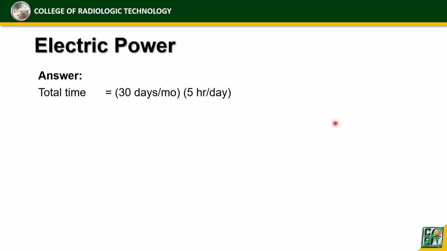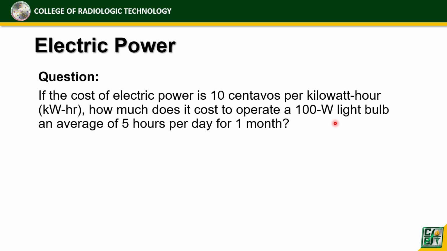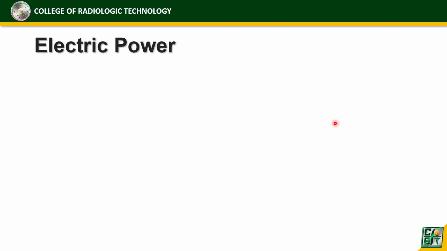So, first, we need to solve the total time. Right? According to the problem, the total time is 5 hours per day for 1 month. Okay? So, 30 days per month, and 5 hours per day.